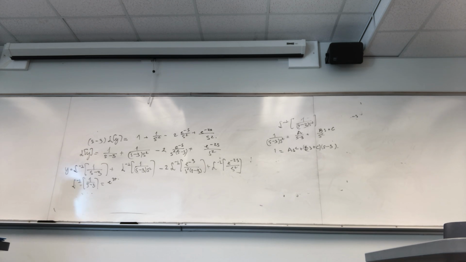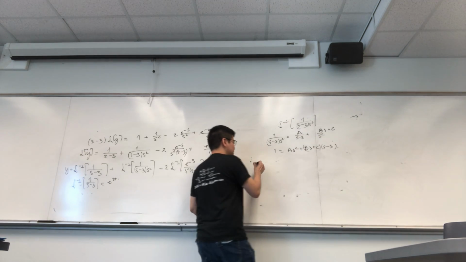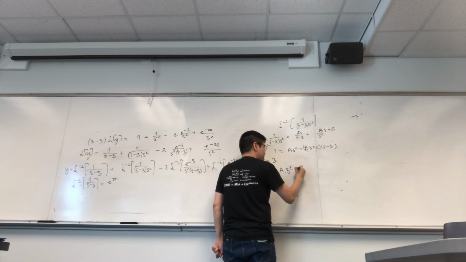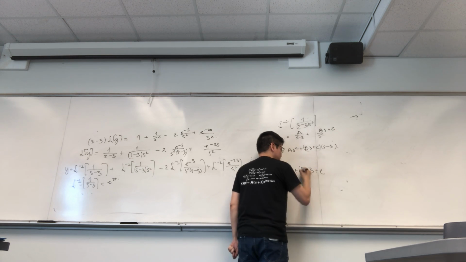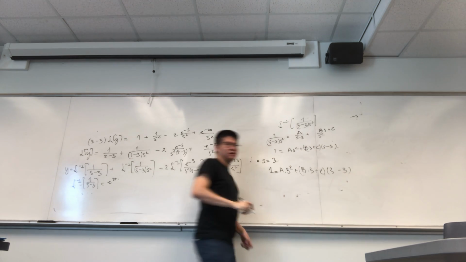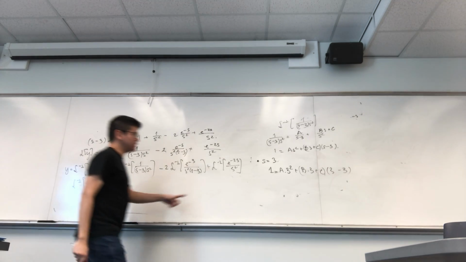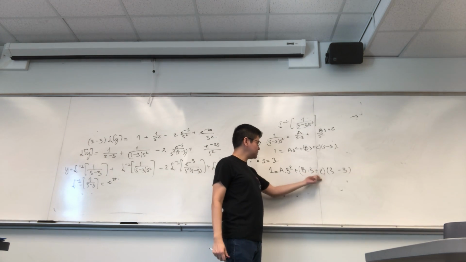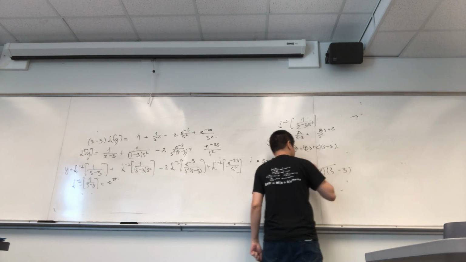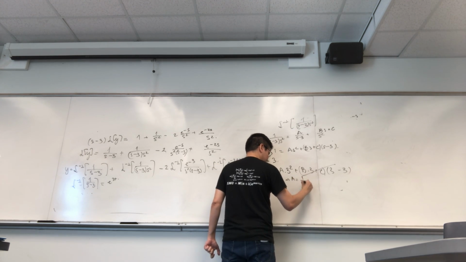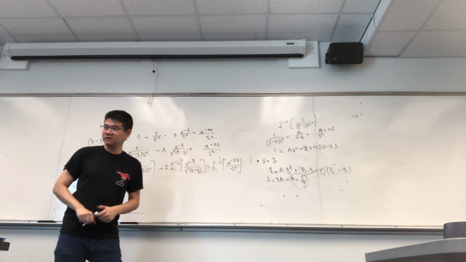So s equals 0 and then s equals 3. First I set s equal to 3. When s is equal to 3, I have 1 equals a times 3 squared plus b times 3 plus c, times 3 minus 3. So this term goes away. I have 1 is 9a, and then a is 1 over 9. This is one of them, right?